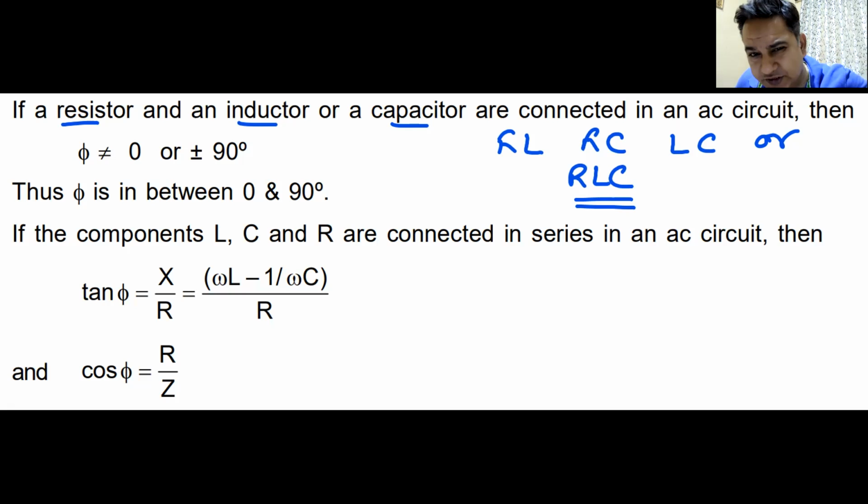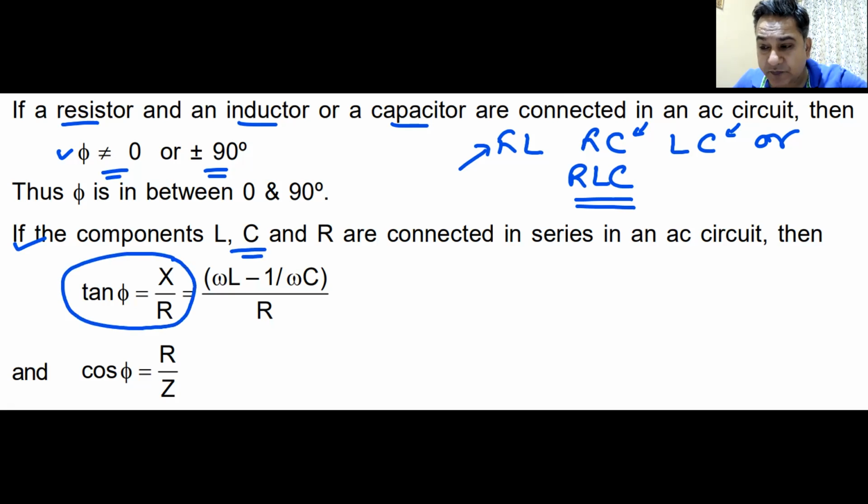But this is not only 3 cases. There could be an infinite number of cases, and these will happen in different types of circuits: LR, LC, RC, or LRC. So this angle could be anything. When it is anything, you have to find the value of tan of phi. And remember, tan of phi, I have already discussed, is X by R, where X is your reactance. Now this reactance you will have to find out.